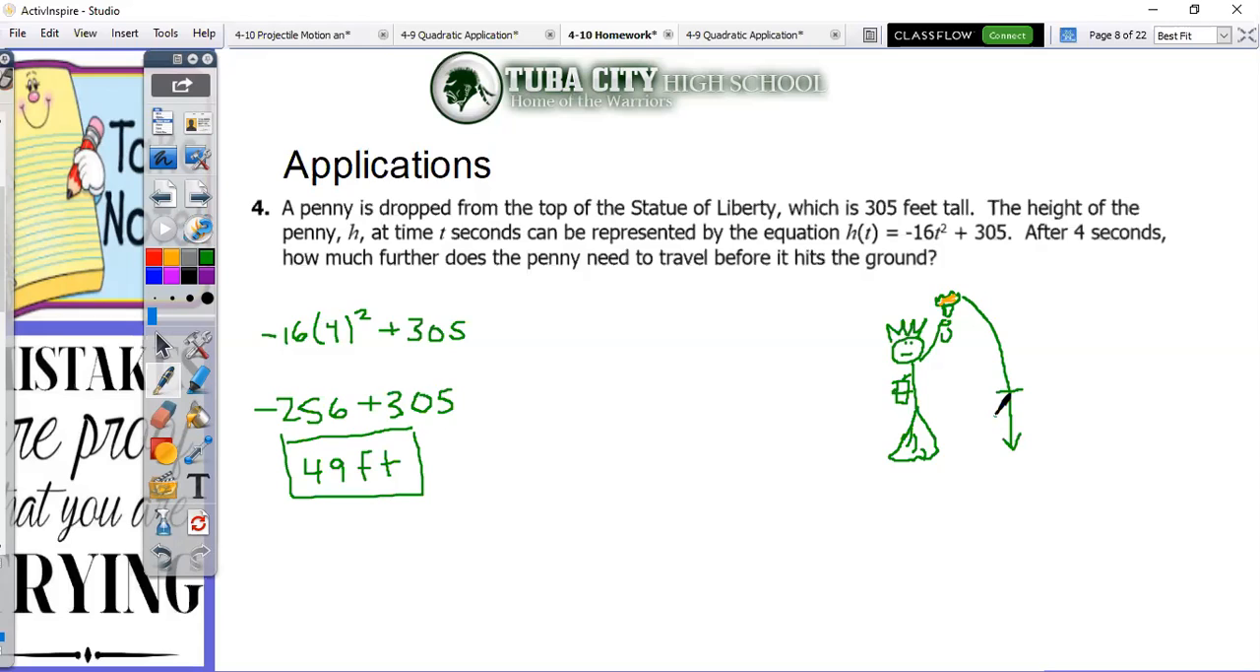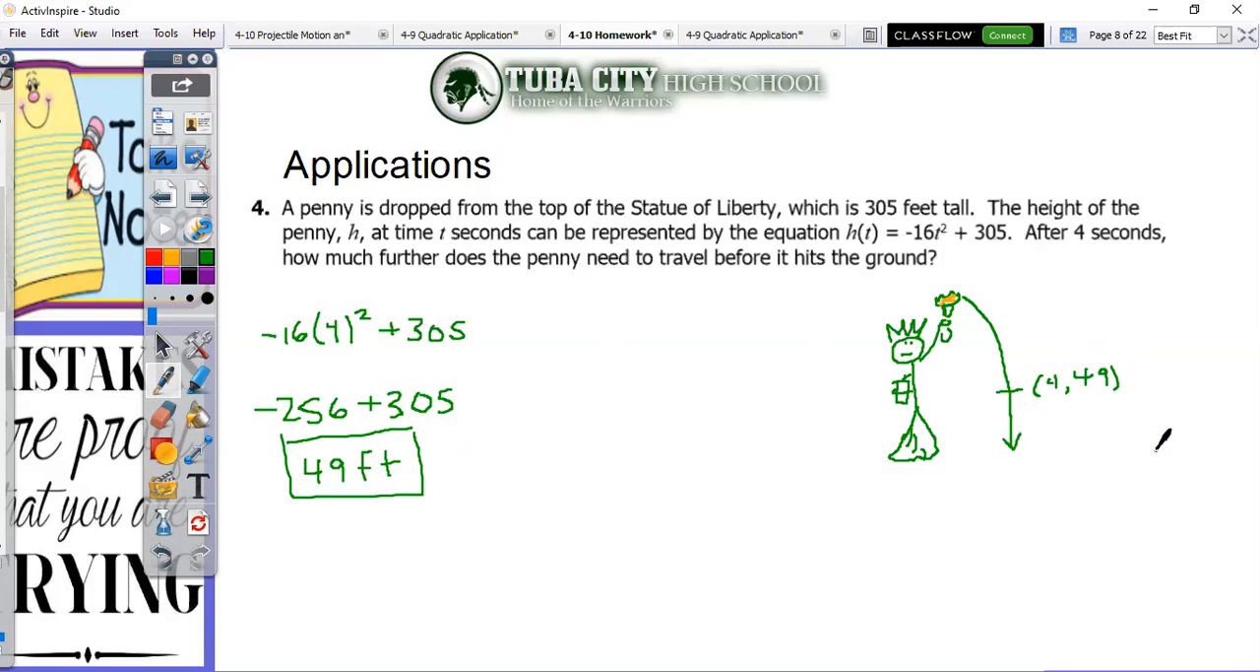We know that the penny is 49 feet off the ground in 4 seconds. Well, maybe I could put this as an ordered pair because this is kind of like a graph. So in 4 seconds, when x is 4, y is 49.